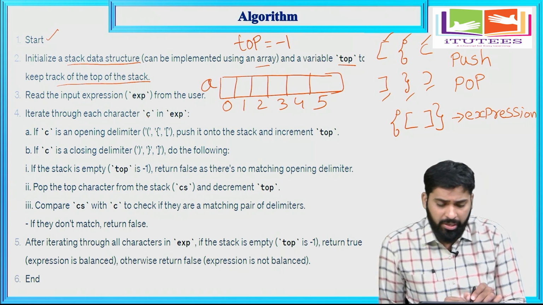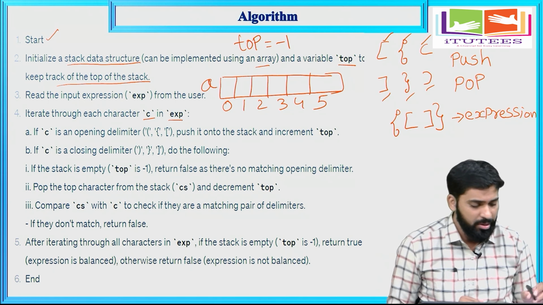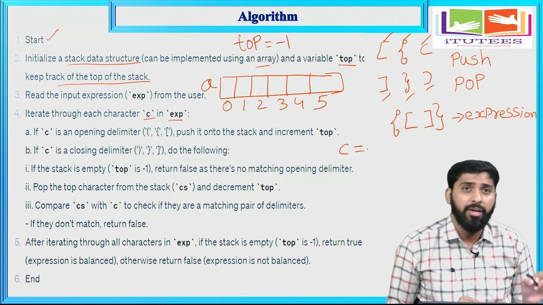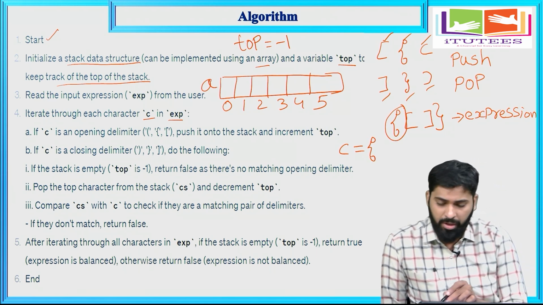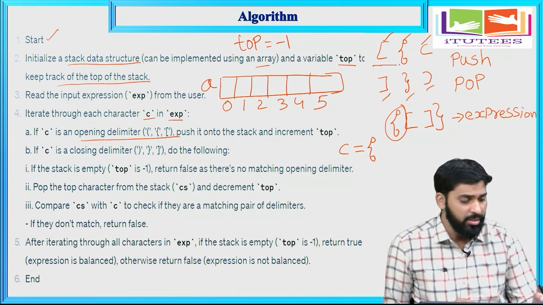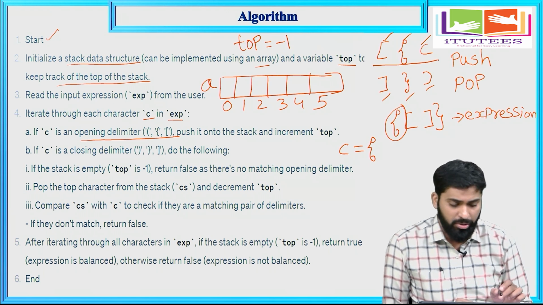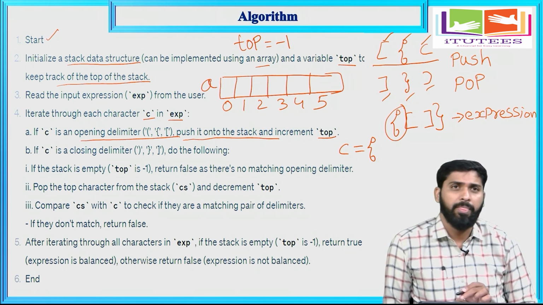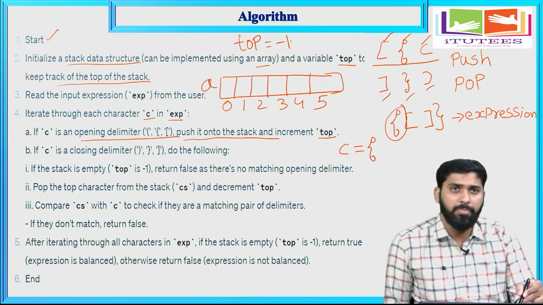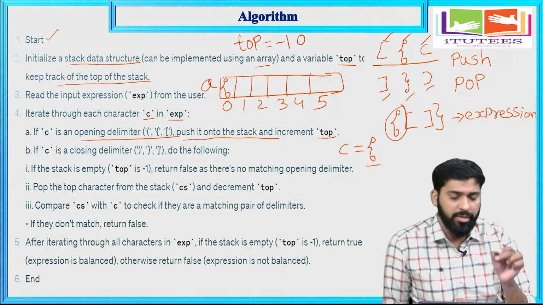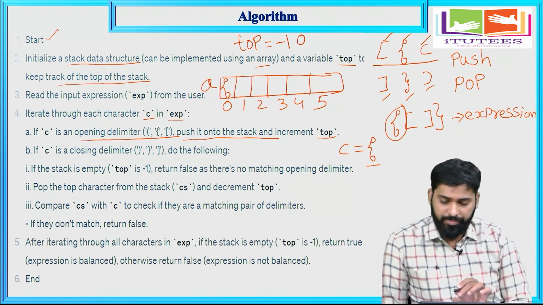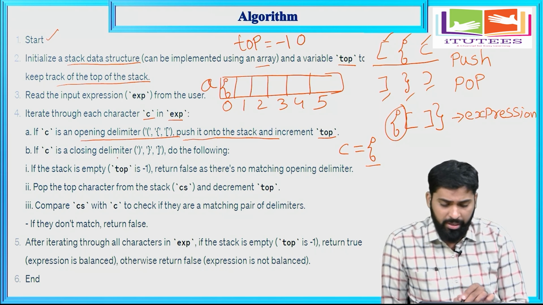Iterate through each character C in the expression. So I am taking one variable C, and in the first iteration C is a flower bracket. If C is an opening delimiter, if C is in these 3 characters, then what are we going to do? We are going to push it onto the stack and increment top. Top value is -1, so now it becomes 0, and push this flower bracket to the stack. That's it. Next, if C is a closing delimiter, then we are going to do something.